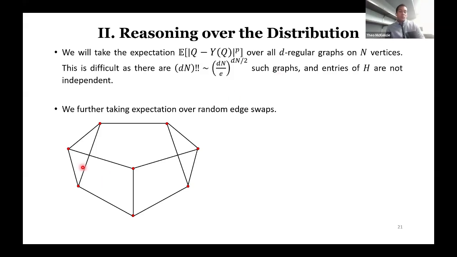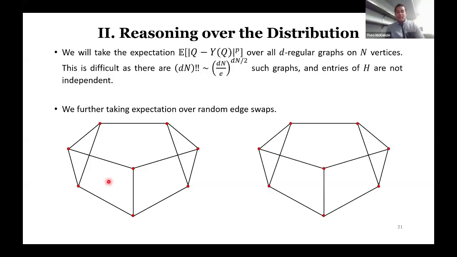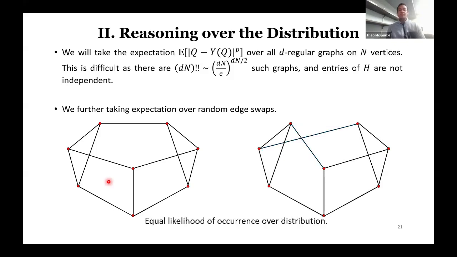So I start with some graph that looks like the left-hand side. I then copy it. And the idea is that I'll take two edges and then I'll switch their adjacency. And the point is that in the random regular graph distribution, these two graphs are equally likely to appear. Because if I have any two edges, it's equally likely that the edges appear like this versus like this. So they're equally likely to appear parallel versus crossed. So what we're going to do is take the expectation over the random selection of these edge swaps.